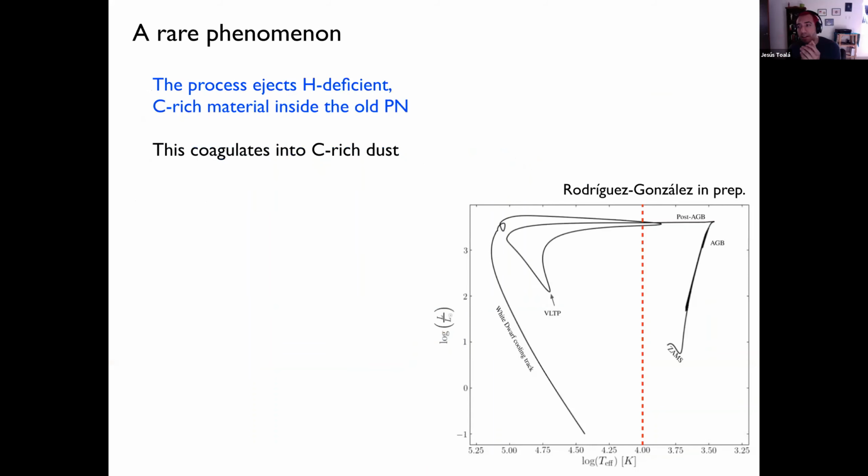It is rare in the sense that it's also short. Stellar evolution models predict a very short period of time in which the star is taken back to the post-AGB and it's reborn. It's something about 20 to 100 years, the whole evolution. But as the star reduces its temperature below 10 to the 4 Kelvin, this may produce very fast carbon-rich dust inside the planetary nebula.